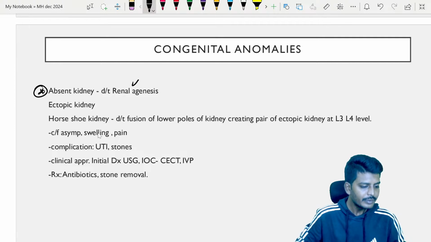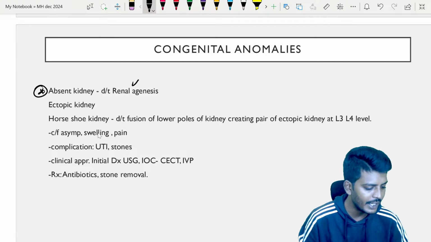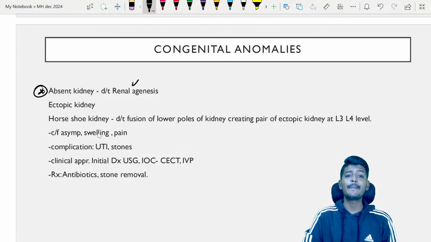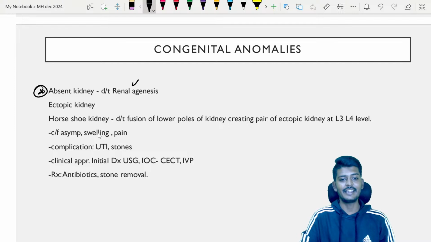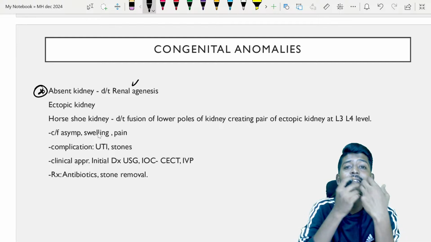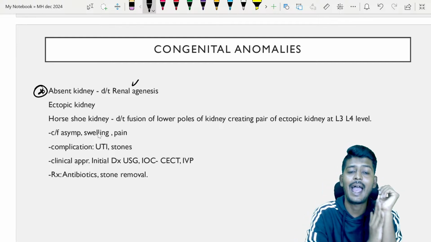Now, if there is absence of a kidney, it means there is renal agenesis. The problem is that the kidneys are not formed, so that is why there is an absence of kidney.